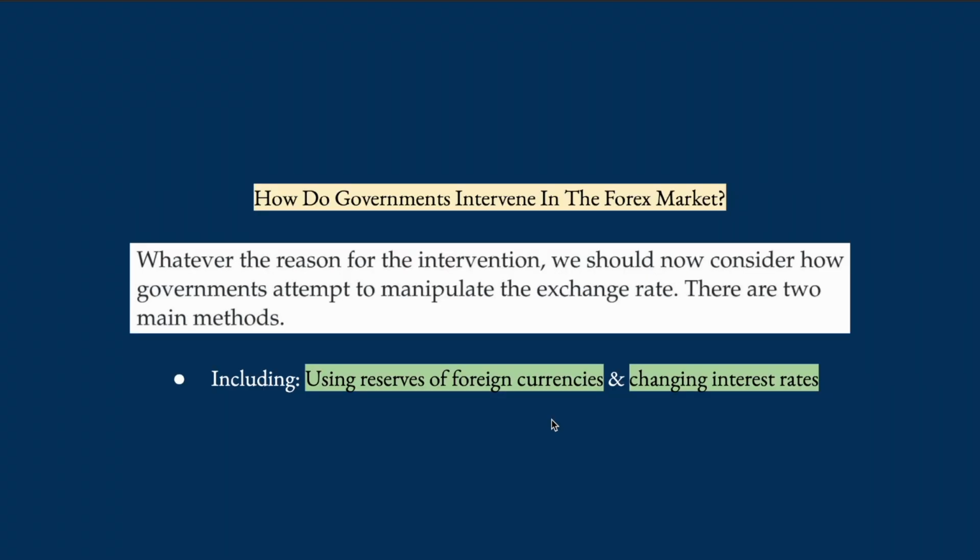But now let's look at how governments intervene in the Forex market to meet any of the objectives listed before. So whatever the reason is for the intervention, we should now consider how governments attempt to manipulate the exchange rate. And there are two main methods that we're going to break down into sections, including using foreign reserves of currencies and by changing interest rates. So let's take a look.